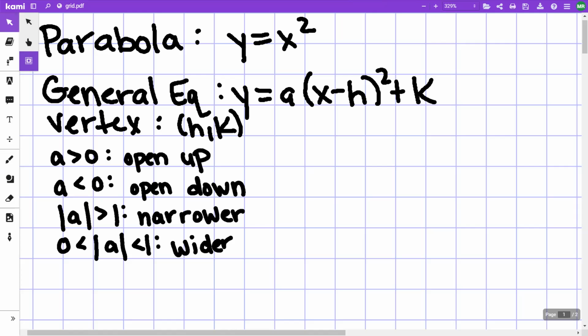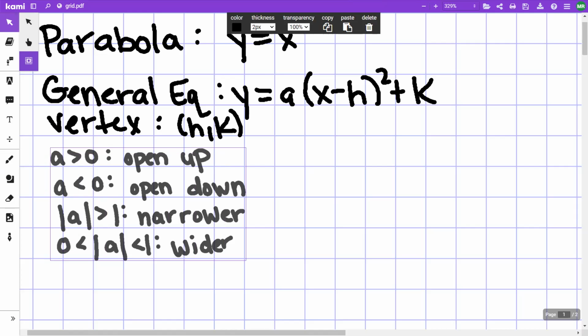And let's see if I can change that color. Okay.